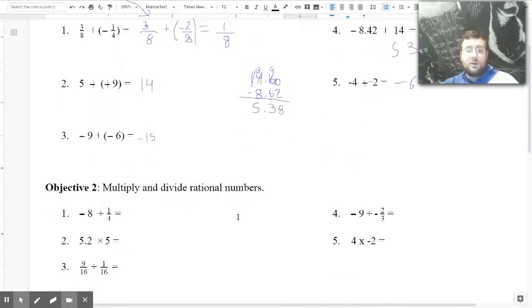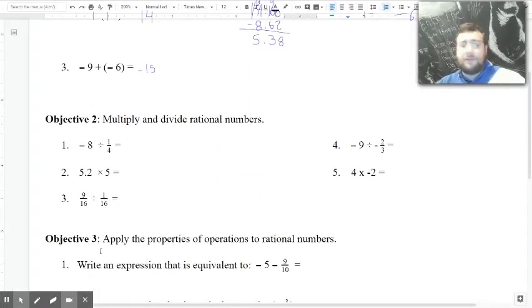Objective 2 is all about multiplying and dividing. And you just do it the way you always did in your life, but you have to be aware of the signs. So if there's a negative sign involved, you have to also think about the sign. Remember, if there's an even number of negatives, then the answer is going to be positive. If there's an odd number of negatives, the answer is going to be negative. Two negatives cancel out when dividing or multiplying.